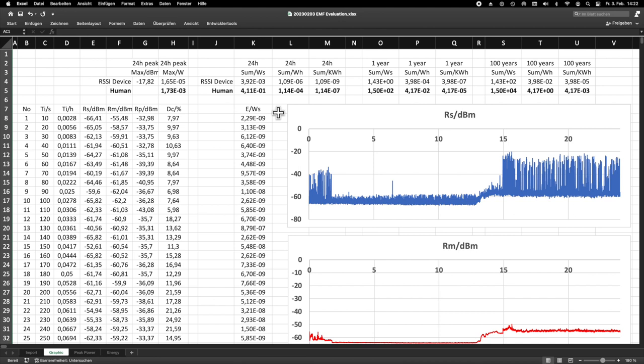In a year, this would be 150 watt seconds, and in my whole lifetime, which I optimistically calculate with 100 years, it would be 1500 watt seconds, or 4.17 watt hours. With this, an LED lamp could shine for an hour. That would really be little for my whole life. Okay, that answers the second question.